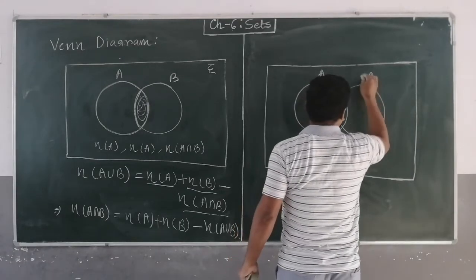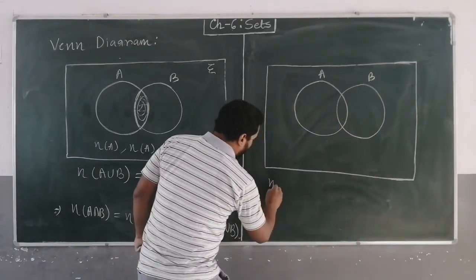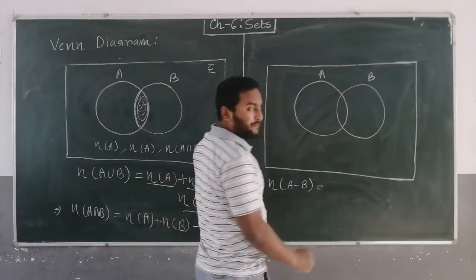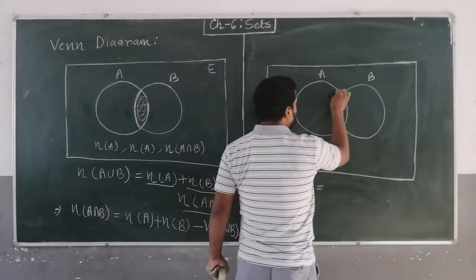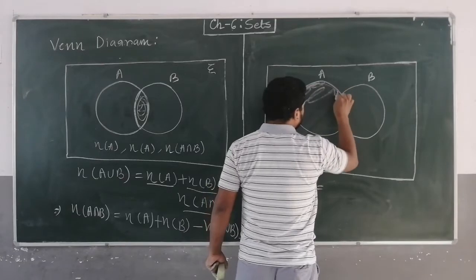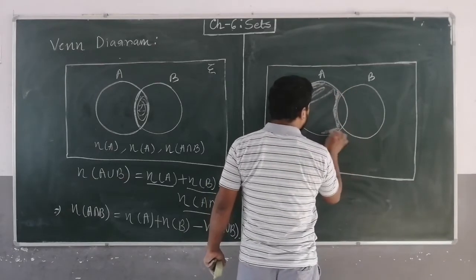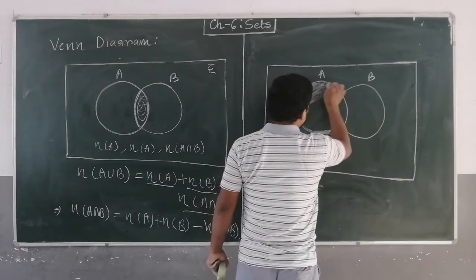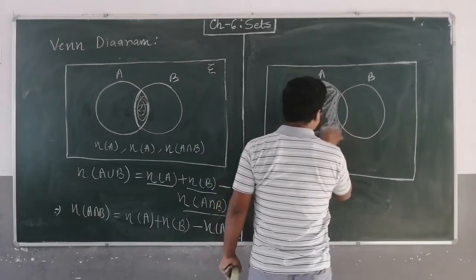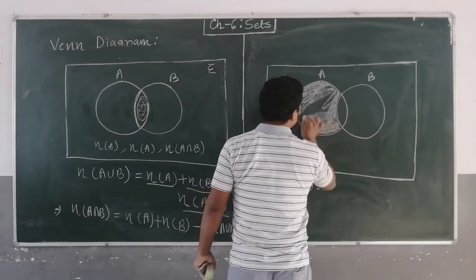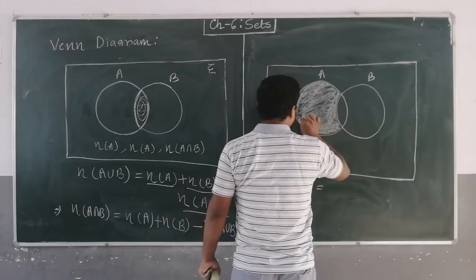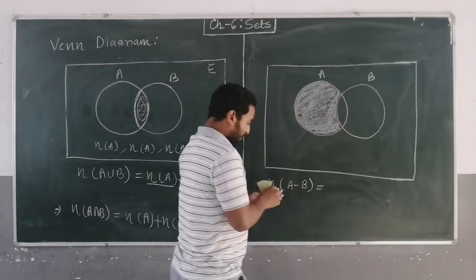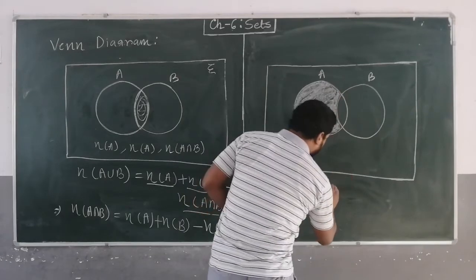Suppose these two sets are there, A and B. If you want to find the cardinal number of A minus B, through the Venn diagram we represented A minus B as this part. This is A minus B, meaning the elements belong to A only, not to B. You have to shade this. So this shaded part is representing A minus B. Now we have to find the cardinal number. So how will we represent it? At first, the cardinal number of A.